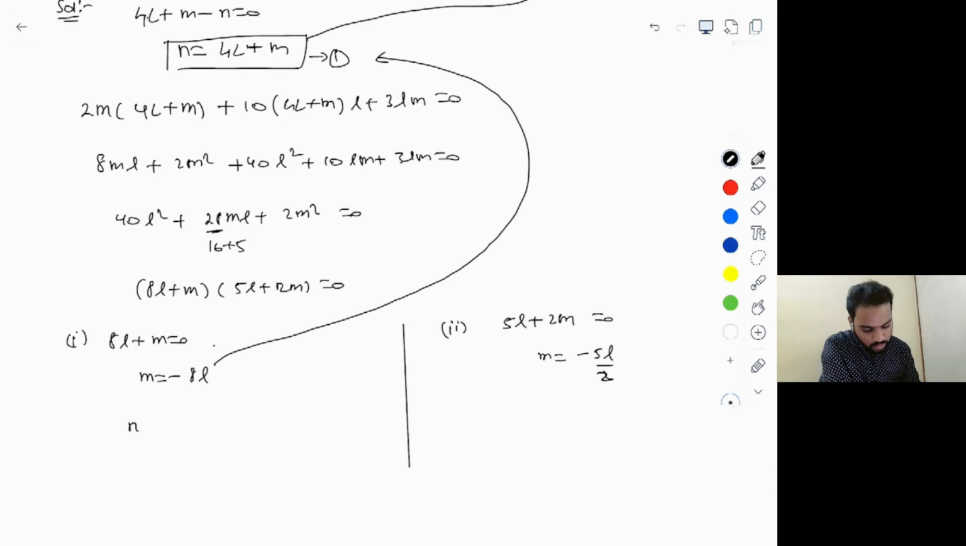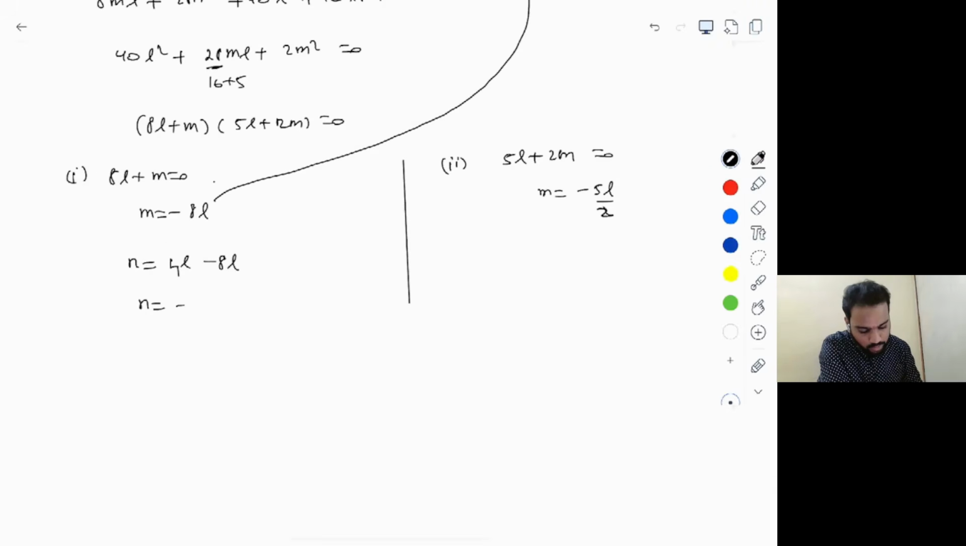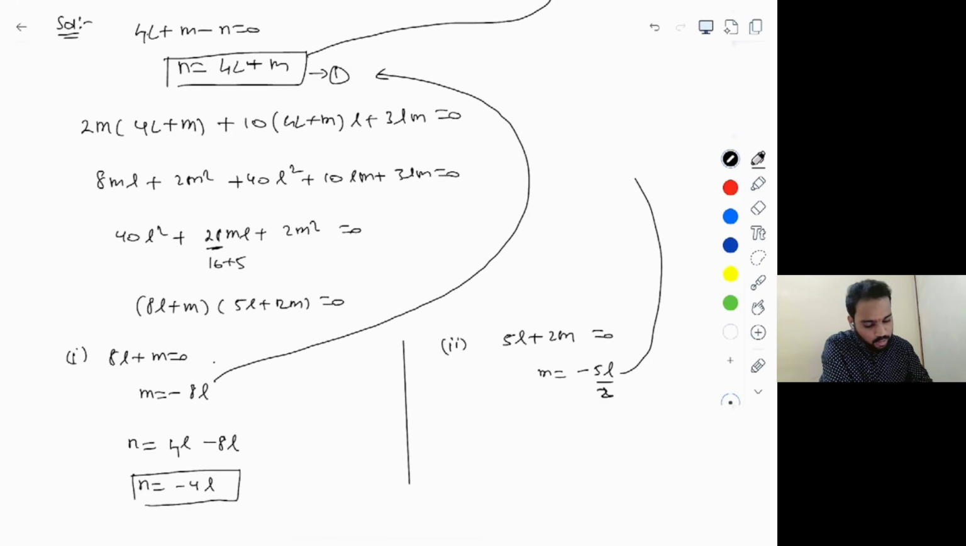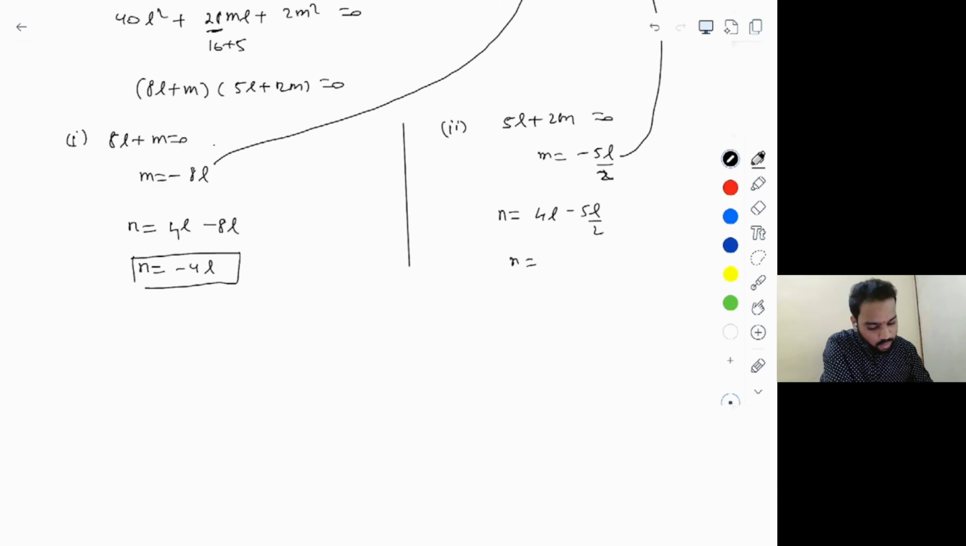So if I substitute that, let's do that. n is equal to 4l plus m. m is nothing but minus 8l. So from there what you get is n is equal to minus 4l. And similarly, in the second case also, let's solve simultaneously. Take this value of m and substitute it there. You get n is equal to 4l plus m, which is minus 5l divided by 2. And let's find out the n value from here, which is (8 minus 5), 3l divided by 2.